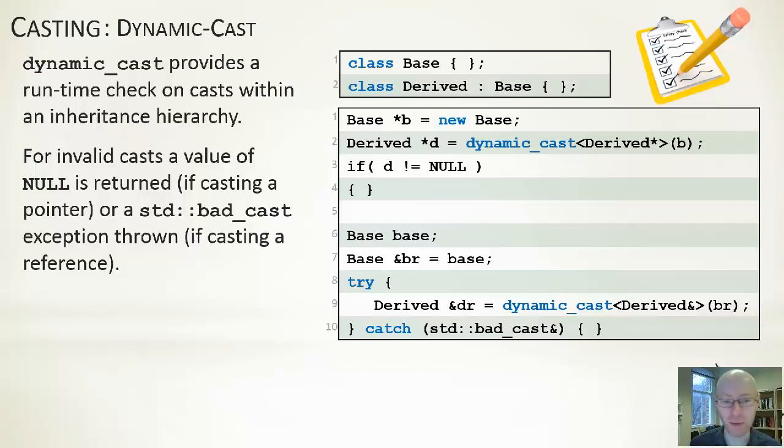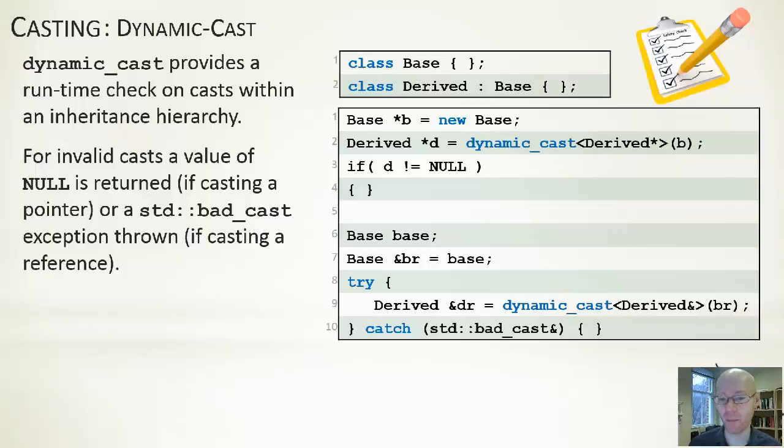We can see them here, so we'll look at the example. At the top, we've got a class or base class. In line 2, we've got our drive class, which is a type of the base class. So in line 1, we're creating a new base class. And in line 2, we're doing a dynamic cast.